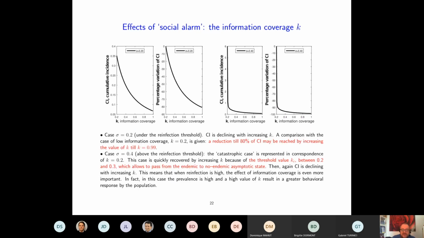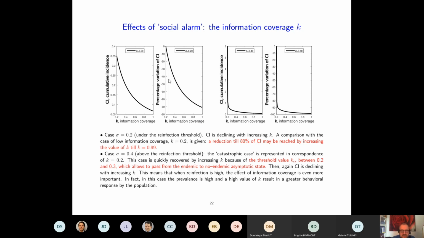Of course, when you have this kind of model, you can try to get other results from these information parameters. And here you can see the cumulative incidence compared to the information coverage. And this is the variation compared to the baseline case that we have seen before. Here we have very low level of reinfection, so we are below the threshold. This is 0.2. And here we have above, so this is 0.4. And we can see here that a reduction till 80% may be reached by increasing the value of the information coverage till 0.99.